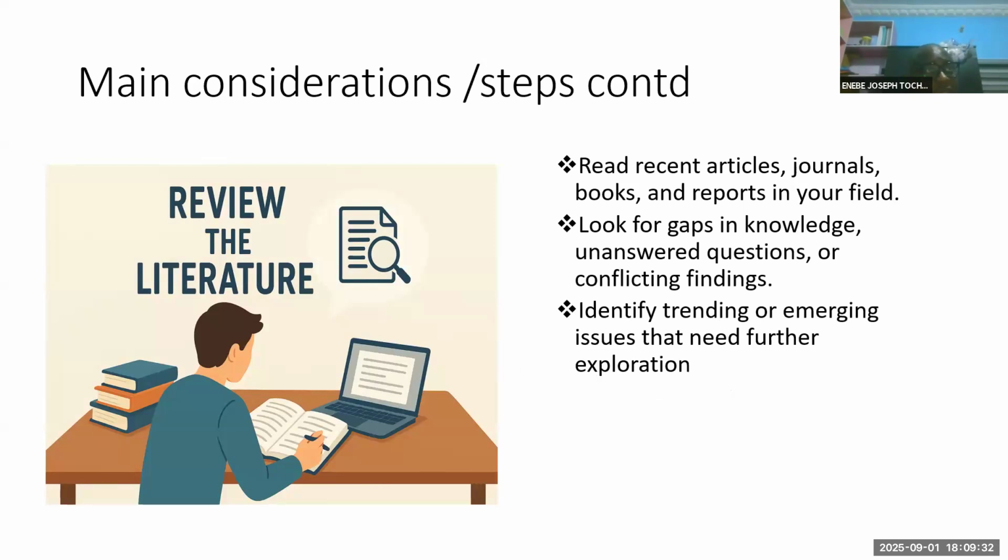So the next step is that you have to review the literature. For you to develop a good topic, you have to start reading widely. What is known about, let me say, misoprostol use among pregnant women in Enugu? So you start reading what people have published in the past, and there are gaps that you want to fill. You have to read recent articles, journals, books, all that, and look out for gaps. After reading them, you may identify gaps or questions that you want to answer. Now identify trending or emerging issues that are possible.